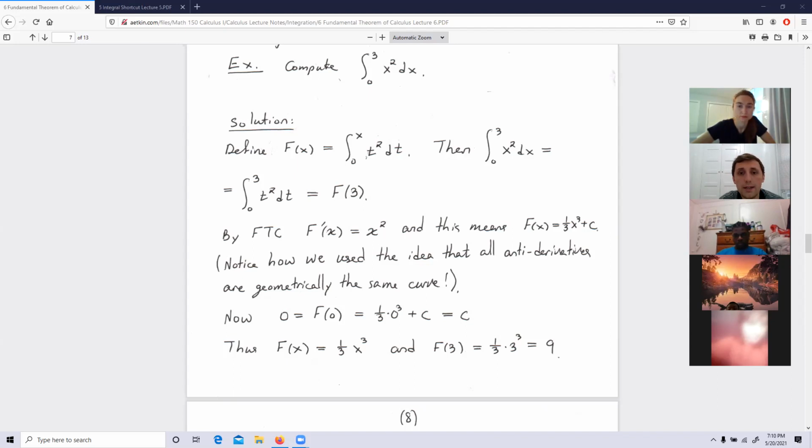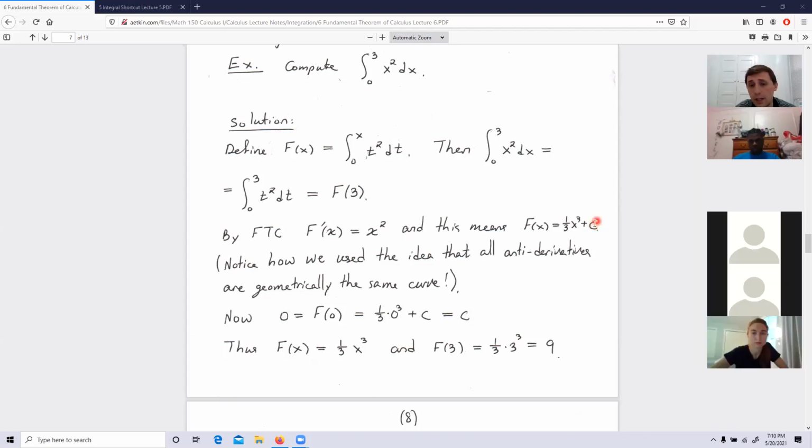Now, for what specific antiderivative, I need to find c. You see, so it's 1/3 x cubed plus c, but which specific c? Because I need to calculate F of 3, I need to know c as well. So what am I gonna do, guys? For this situation, it's nice to plug in 0, do you see? Because the integral from 0 to 0 is 0. I know that this function at 0 will equal 0. And if I plug 0 here, it would be 1/3 times 0 cubed plus c, which is c. So c is 0. So this function is actually exactly 1/3 x cubed.